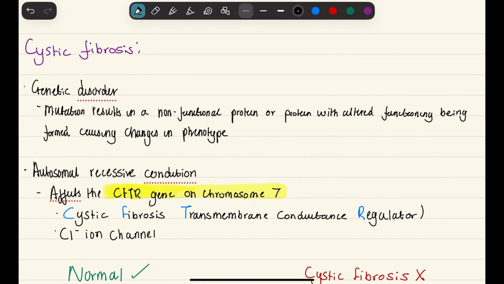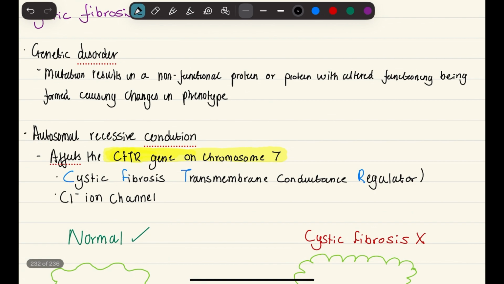So now comes the main thing that we wanted to learn today, cystic fibrosis. A genetic disorder, caused by a mutation that results in a non-functional protein or a protein with altered functioning being formed, and that will mean that there are changes in phenotype. If I have a mutation in cystic fibrosis, the protein formed is not going to work as well, or it's not going to be formed. There are so many different cystic fibrosis mutations, you don't really need to worry about them all for your A-level. What we do need to know is that it's an autosomal recessive condition.